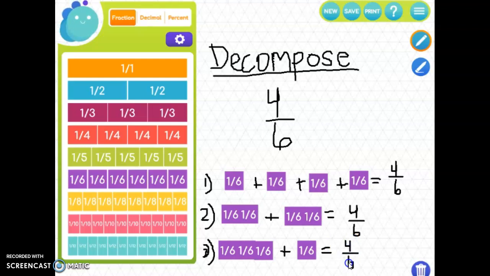So that shows us 3 different ways we can decompose the fraction 4/6. It can be decomposed into 3 different kinds of addition problems.